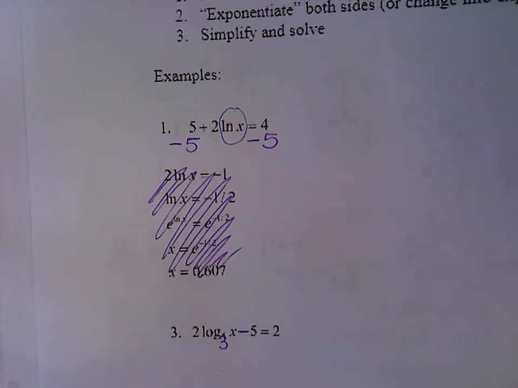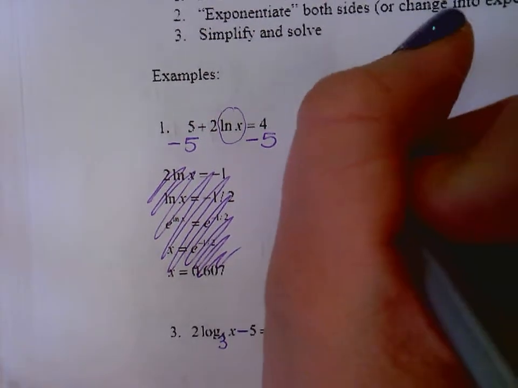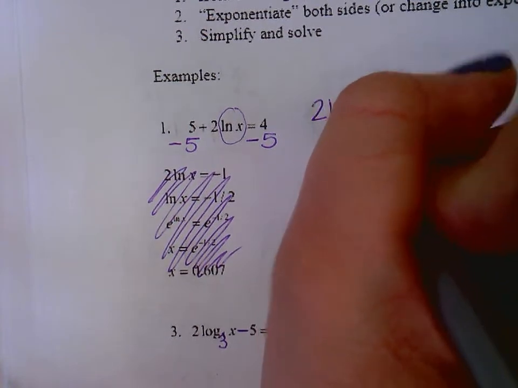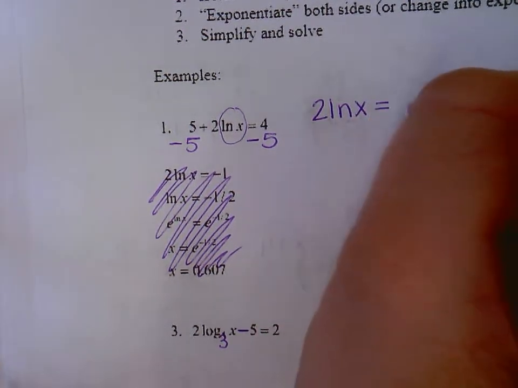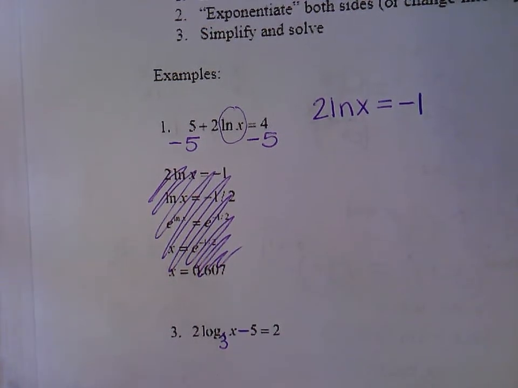I'm crossing out this method because I think this is more confusing for you. Exponentiate both sides, I think, is more confusing. All right, so now I've got 2 natural log of x is equal to negative 1, right? Because I subtracted 5. What's my next step to get the natural log by itself?